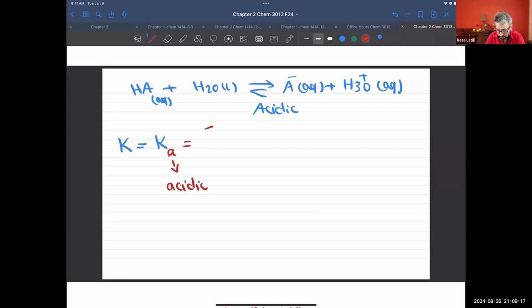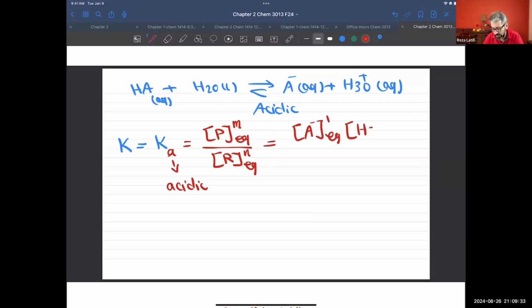It's going to be equal to the concentration of product to the power of M. If you have more than one, you write it. Divide by the concentration of the reactant under equilibrium condition. I have A minus to the first, multiplied by hydronium ion to the first, divided by the concentration of HA to the first.